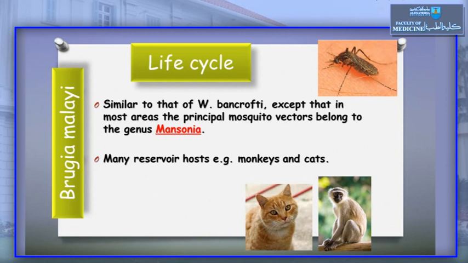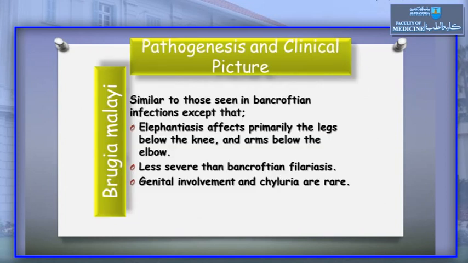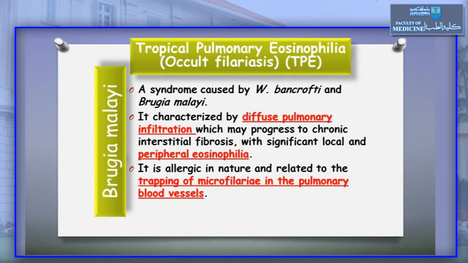The life cycle of Brugia malayi is just like that of Wuchereria, but there is more than one definitive host: not only humans, but additionally reservoir hosts such as cats and monkeys are present, and the vector here is genus Mansonia instead of Culex and Aedes in Wuchereria bancrofti. The pathogenesis and clinical picture of Brugia is similar to those seen in bancroftian infections, except that elephantiasis affects primarily the legs below the knee and the arms below the elbow. They are less severe than bancroftian filariasis, and genital involvement and chyluria are rare.